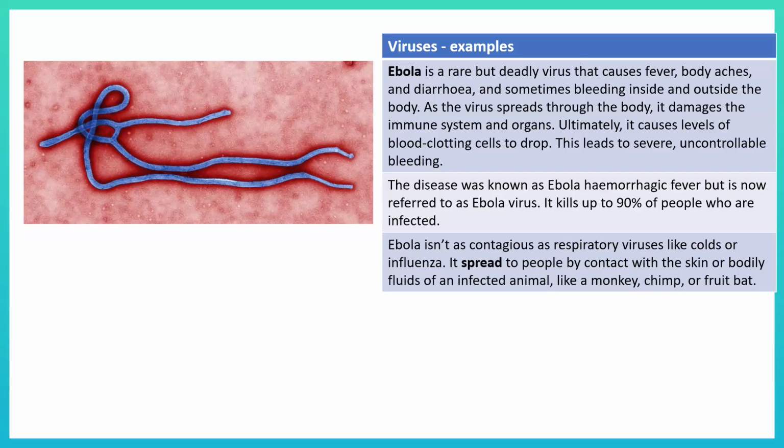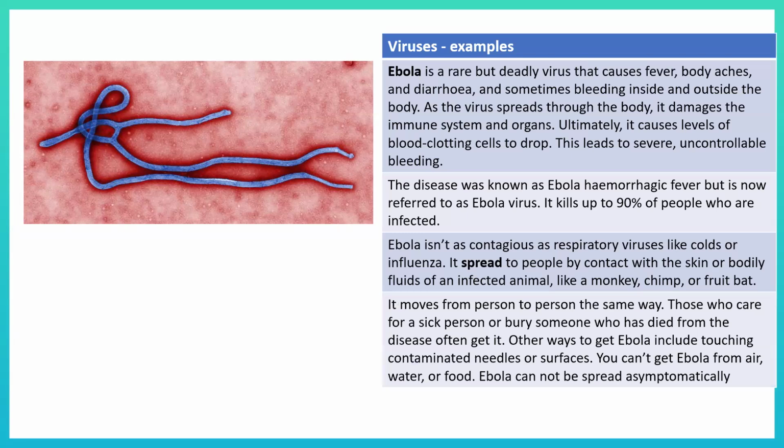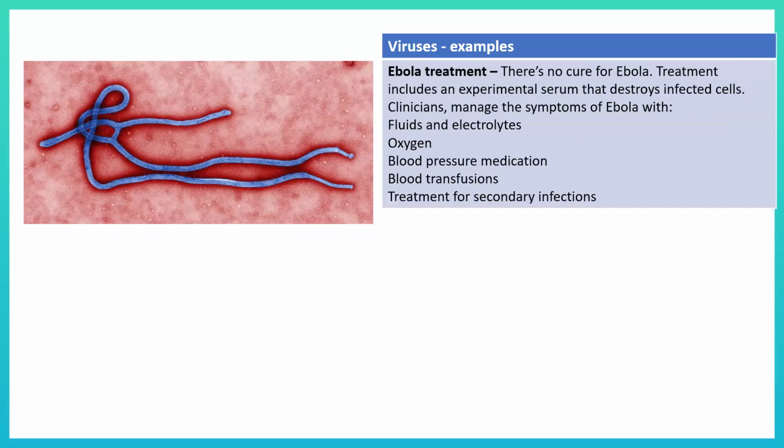It can be spread from animal to animal through eating them, and again, monkeys, chimps, and bats seem to be a very likely source of this. So it moves from people in essentially the same way. You can't get it from the air though, or food or water, which is quite good.